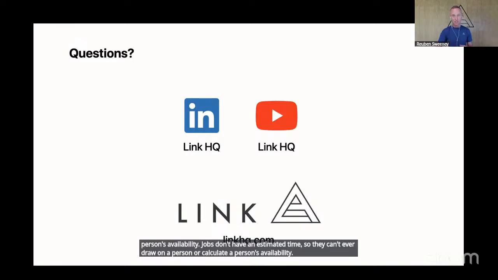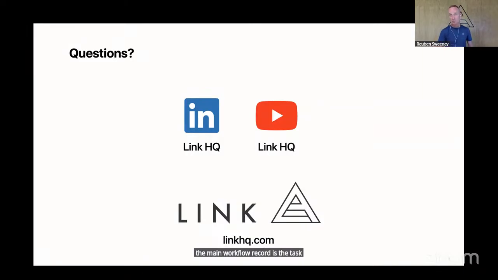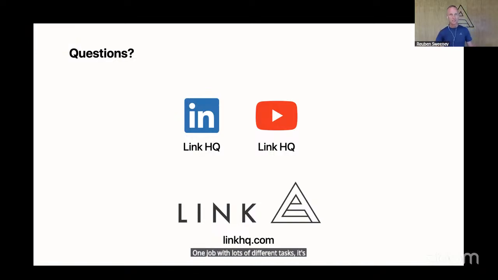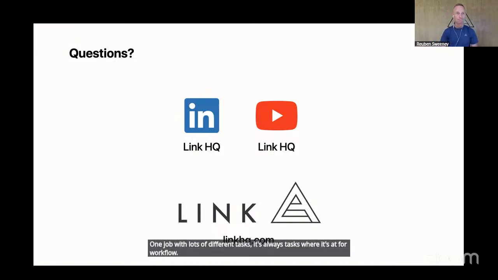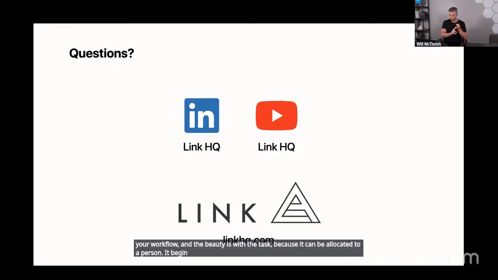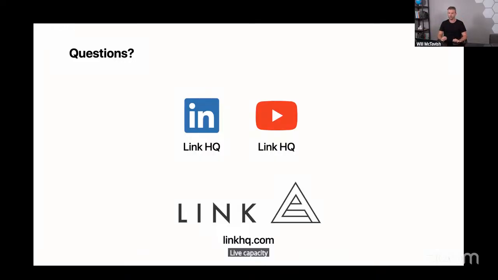But the other one is that the main workflow record is the task. Regardless of whether you've got multiple jobs with 1 task each or 1 job with lots of different tasks, it's always tasks where it's at for workflow, no matter what. So the job is the engagement, the task is the deliverable that builds your workflow. And the beauty of the task is it can be allocated to a person, it can be given a due date, and it can be given an estimated number of hours. Those are the 3 elements required for capacity planning. And because everything's in the system, live capacity just falls out the back end of the workflow.